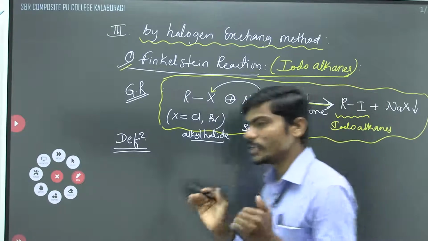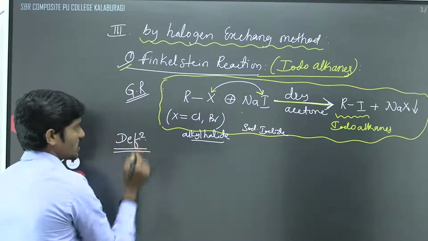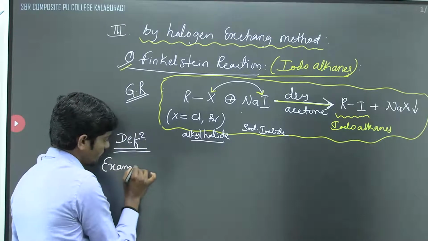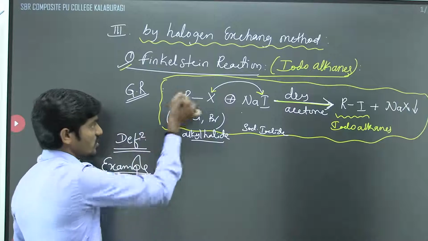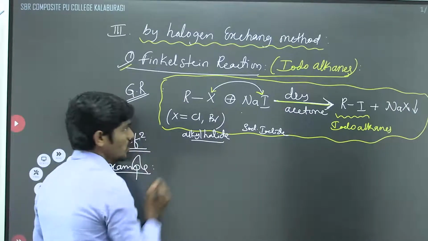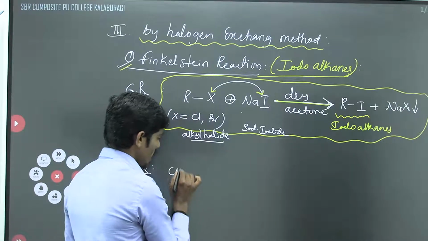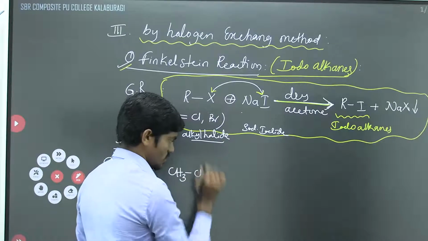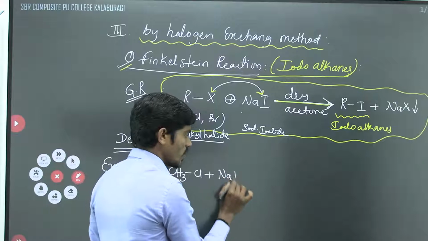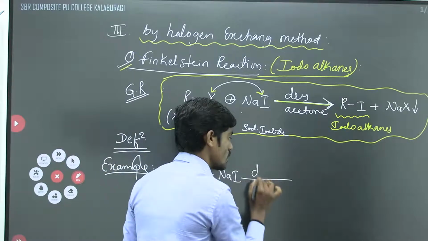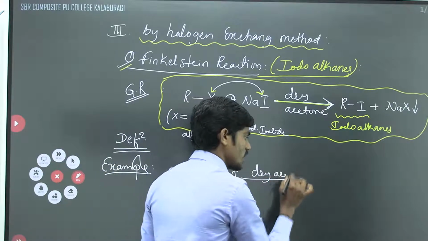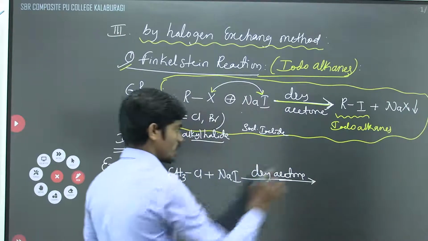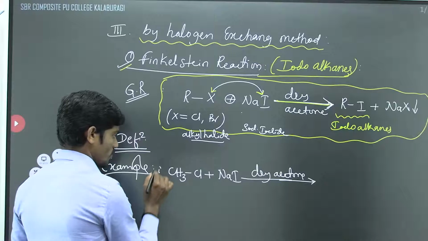Finkelstein reaction. Can you give some examples? Yes, the definition we have given. Next is its examples. Definition, general reaction, and example. So example, CH3Cl plus sodium iodide in the presence of dry acetone. In the presence of dry acetone, this gives rise to, write the product. First example.